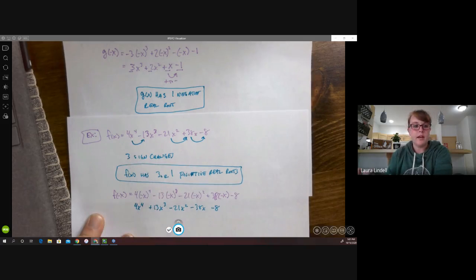If we had 2 sign changes, it would be 2 or 0. If we had 4 sign changes, it would be 4 or 2 or 0. If we had 5 sign changes, it would be 5, 3, or 1. So it's less by multiples of 2. If it was 7, then you would have 7, 5, 3, or 1.